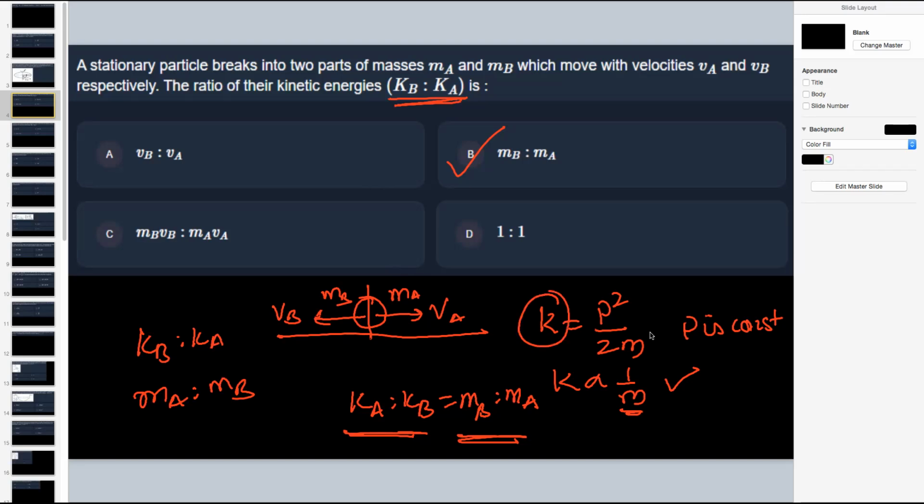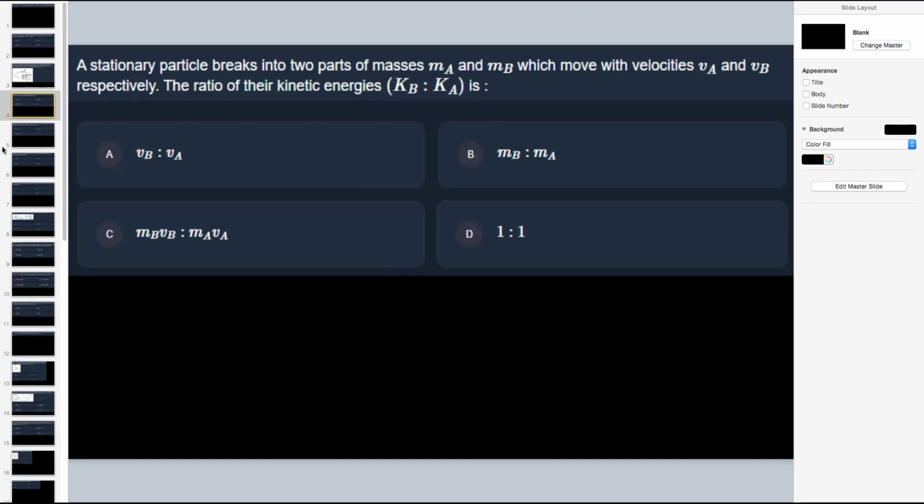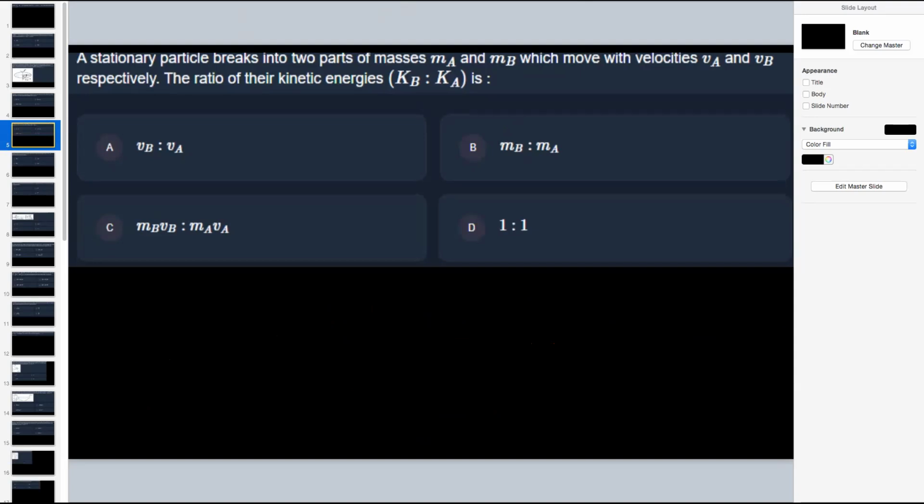Kinetic energy is inversely proportional to mass, because the momentum is constant. Now, you go for the next one. Yes, this is also a similar question. So what is the question? A stationary particle breaks into two parts, Ma and Mb, which move with velocities Va and Vb respectively. The ratio of their kinetic energies. The same question.